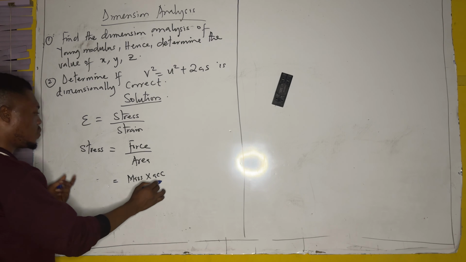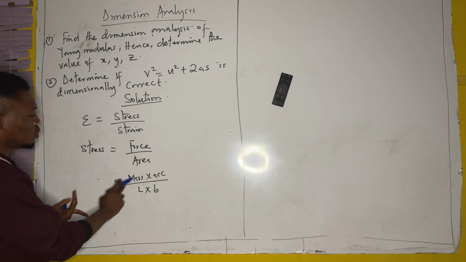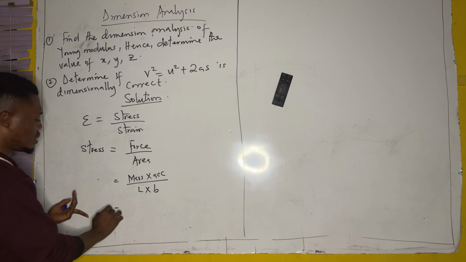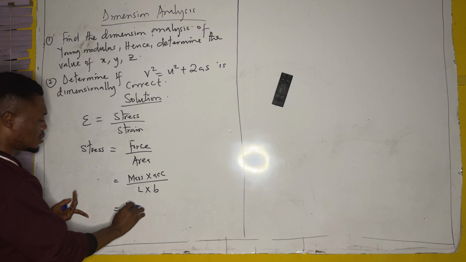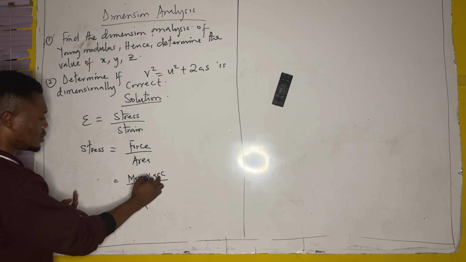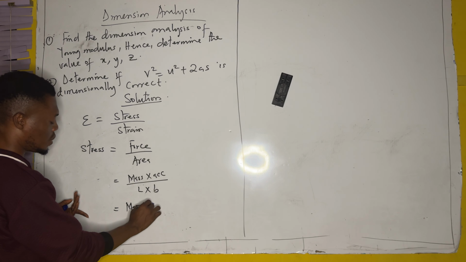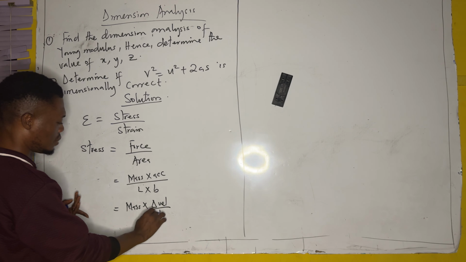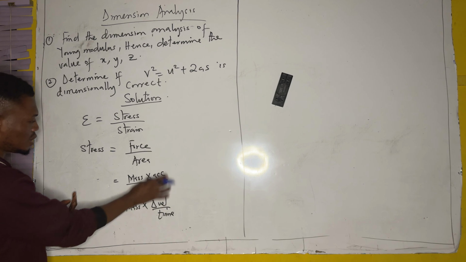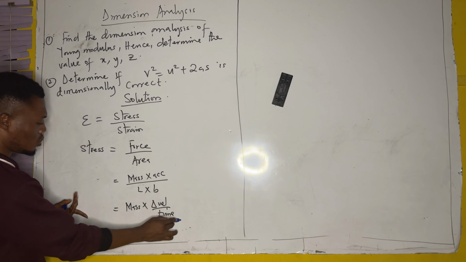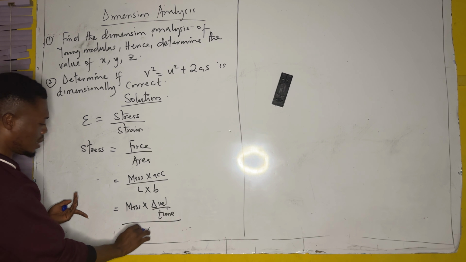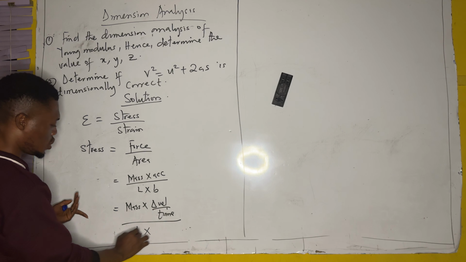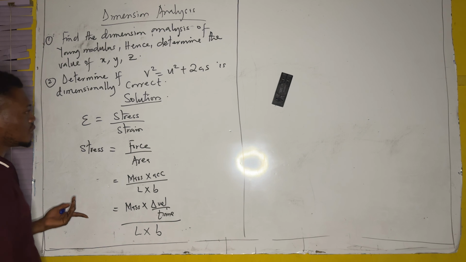Okay. Now we'll go back to the formula. Does mass have a formula? No. Acceleration has a formula? Yes. The formula is what? Change in velocity over what? Time. That's the formula for acceleration. So I'm replacing acceleration with this, over length times breadth, because this does not have a formula.